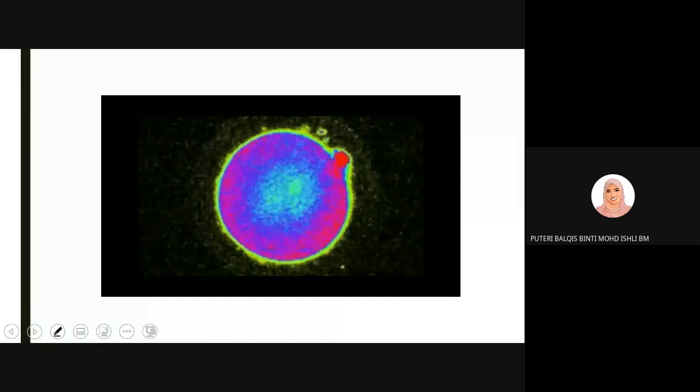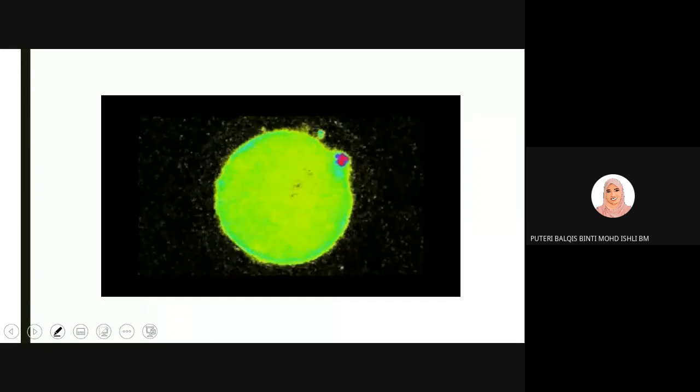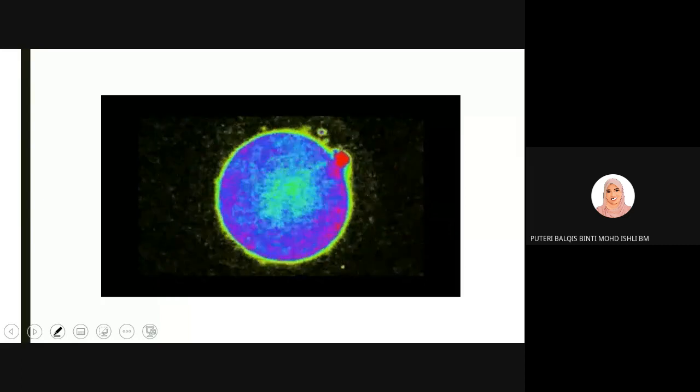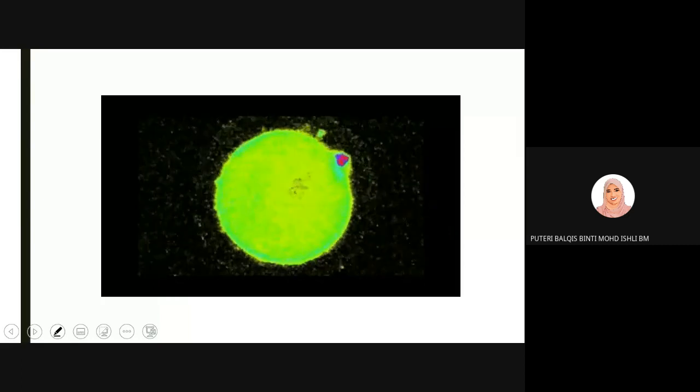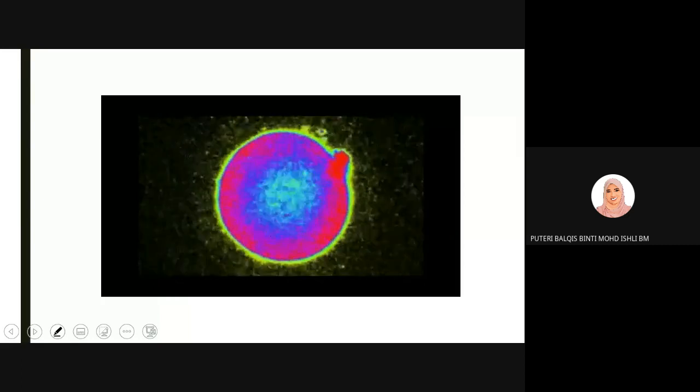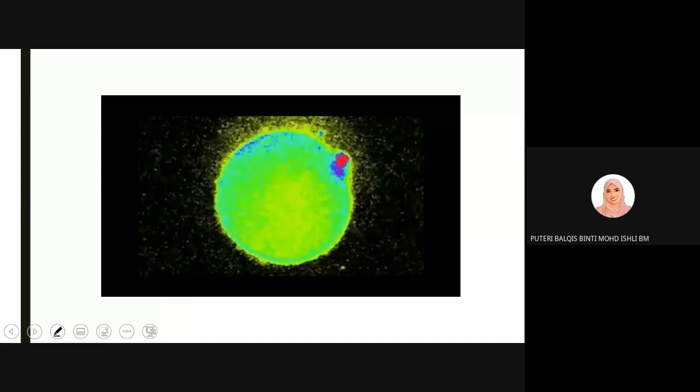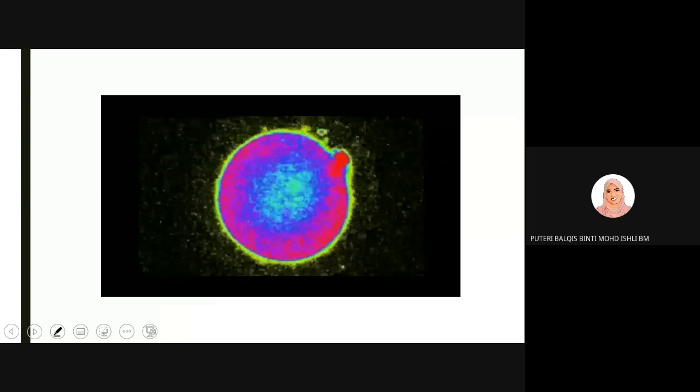Color kuning tu. The brighter the spark, the healthier embryo it will be. Okay, lagi terang spark tu, lagi terang flash, lagi sihatlah embryo tu akan jadi. Ya, ada paper yang tunjuk benda ni.